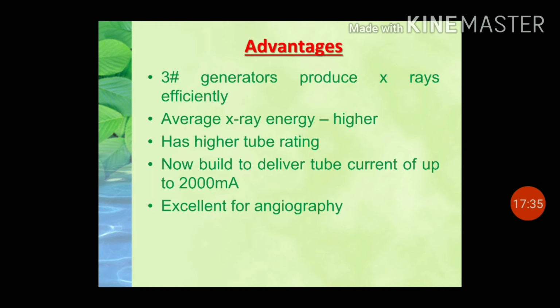A three-phase generator has a higher tube rating for short X-ray exposures, and three-phase generators are now being built to deliver a tube current of up to 2000 mA. For this reason, it is possible to produce a radiograph with extremely short exposure times and high repetition rate. So this feature is excellent for angiography.